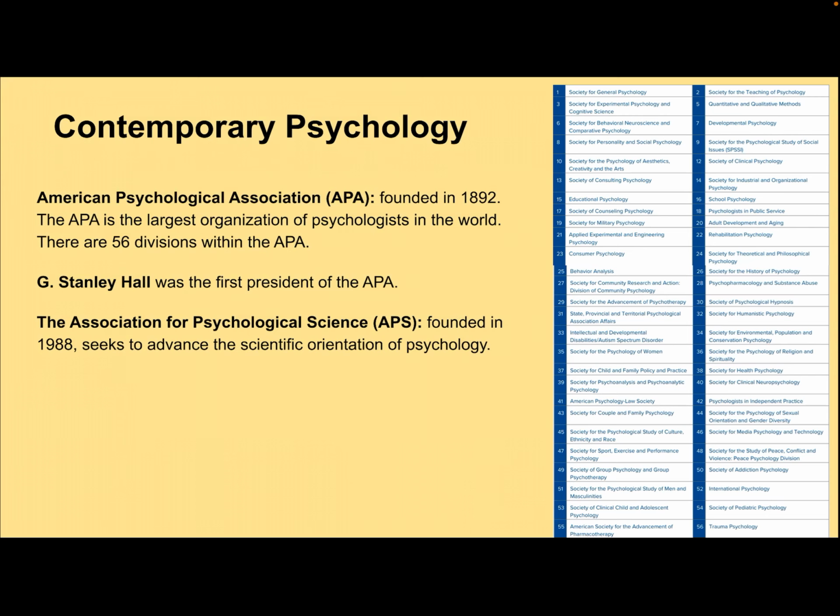G. Stanley Hall, who we mentioned earlier, was the first president of the APA, and you're going to get real familiar with APA formatting when it's time to write your paper, because we need to use APA format in psychology papers. Another association is the APS, the Association for Psychological Science. This is much newer, founded in 1988. This one's not only American, it has psychologists from all over the world, and it seeks to advance the scientific orientation of psychology, really keeping things scientific.